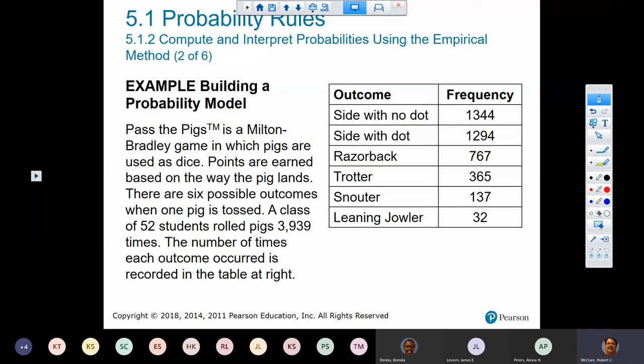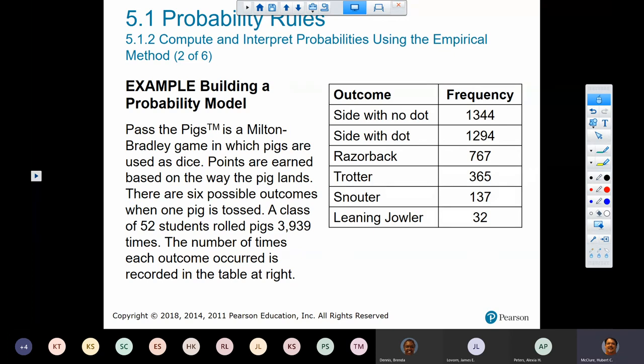Trotter, I don't know what that is. 365. A snouter, that's the snout. 137. And leaning jowler. Jowler is like the cheeks or the jawbone material. That's 32. So what would your probability be of side with a dot? It'd be 1,294 over 3,939.